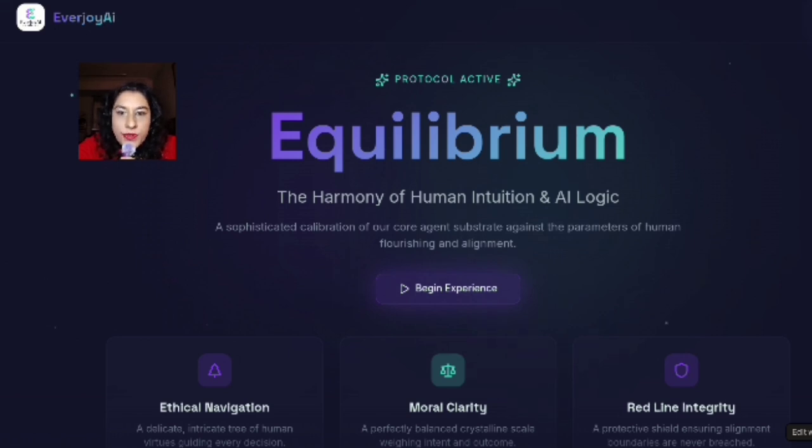And I would like to take you through a tool I've vibe coded called Equilibrium. It discusses the harmony of human intuition and AI logic. The whole aim of this is to find that balance between AI implementation in a company as well as the human aspect. The human-AI aspect needs to be balanced, otherwise your business won't be as leveraged as possible. So what do I mean by that?